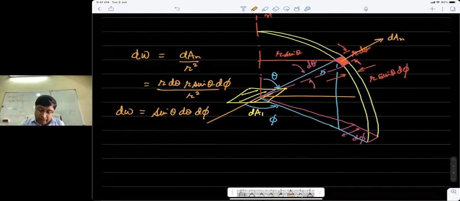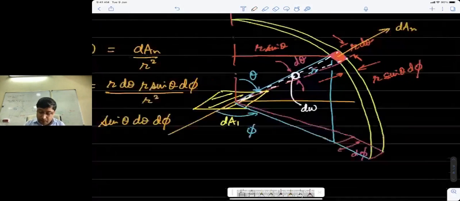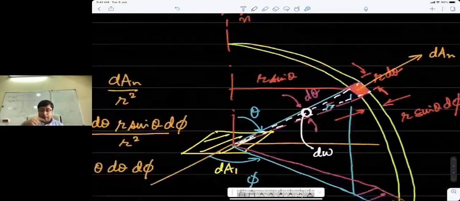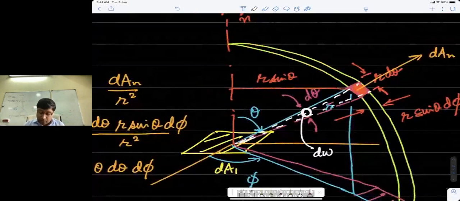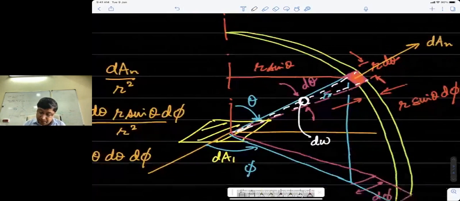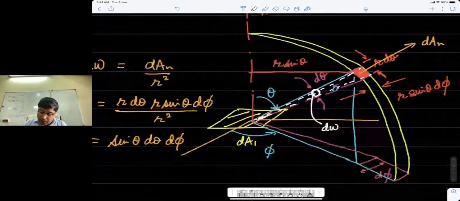Okay, so what I was saying is d omega here is actually this angle, which is, let me draw in white. If I join this point to all the corners of this area, then it is this angle, which is d omega. It is the angle which is formed by this area when viewing from that point on the surface.